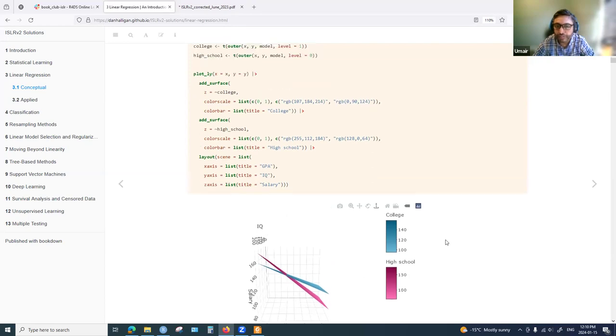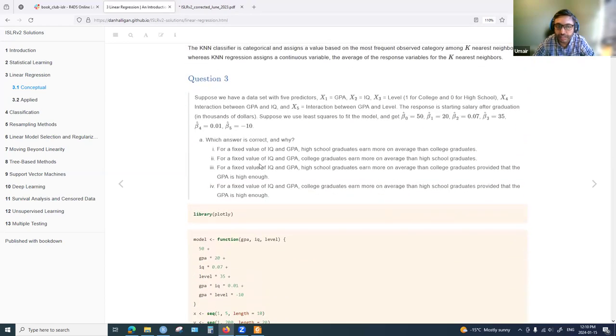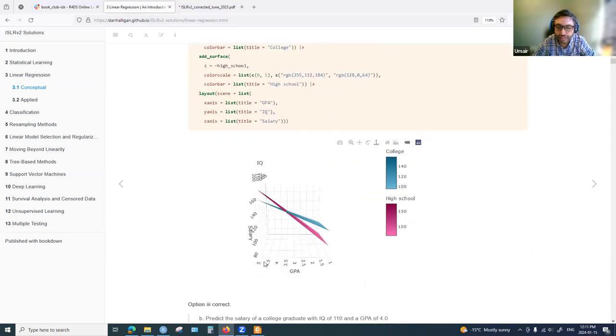So this is because of the interaction between the GPA and IQ. That makes the third choice here the correct one. For a fixed value of IQ and GPA, high school graduates earn more on average than college graduates, provided that the GPA is high enough. So in this case, when GPA is high enough, we see high school graduates earn more.